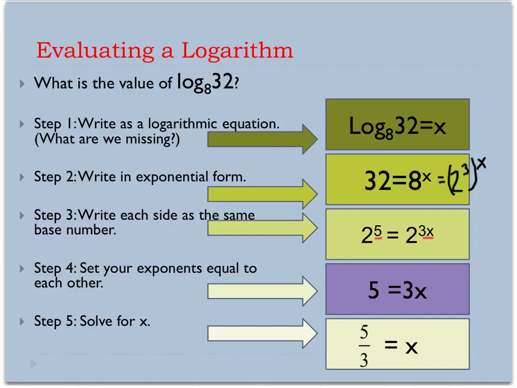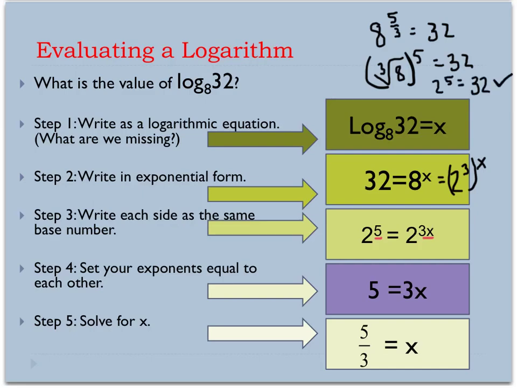So 8 to the 5/3 power equals 32. So remember what this means. That means the cube root of 8 to the 5th power equals 32. Now we know that's true because the cube root of 8 is 2, and then 2 to the 5th power is in fact 32. So you can check your answer there.